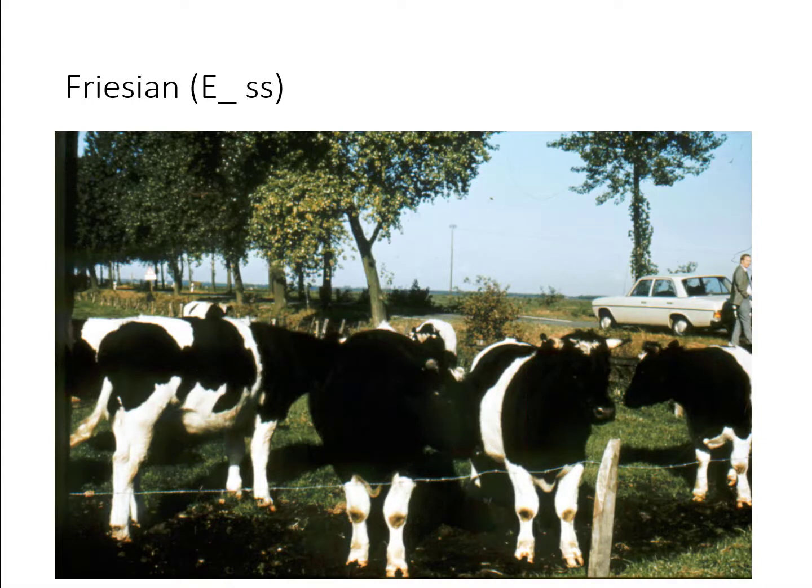So the next allele we'll talk about at the spotting locus is little s, little s. Little s causes the coat to have random spotting, like we see in our Friesian breed here. So they have a big E, making their base color black, and two little s's, causing them to have random spotting.